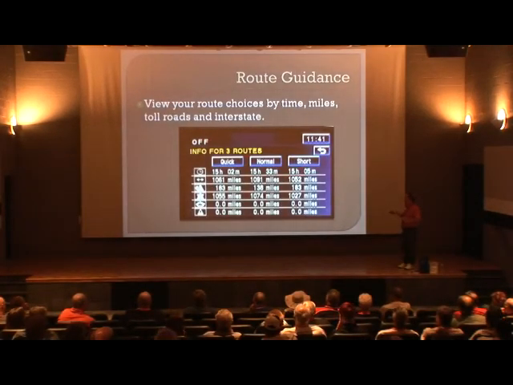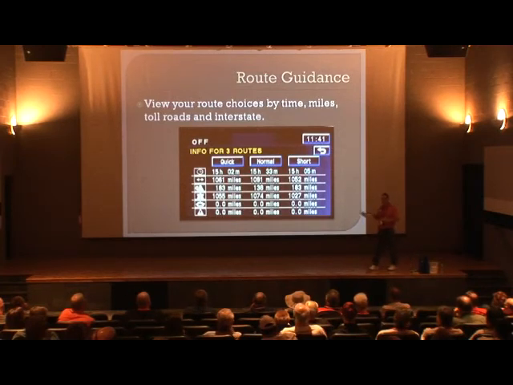Here's the info for the 3 routes. You can bring up an info button once you've selected your routes, and you do that by clicking on the 3 routes and then choosing the info. In this case, we have a quick route, a normal route, and a short route.